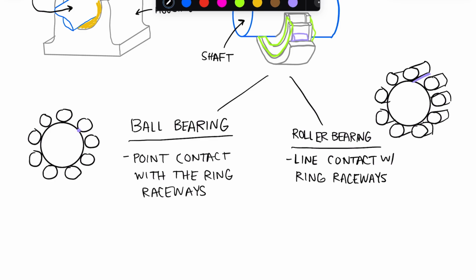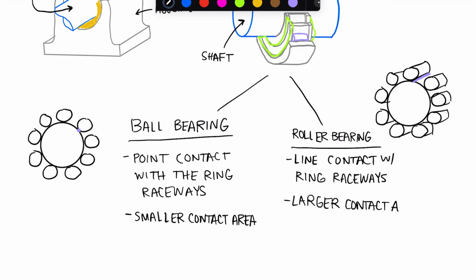So let's write that down because it's an important point. For the ball bearing, you get a smaller contact area. And for the roller bearing, you get a larger contact area. What that means for the ball bearing is that you're going to get lower rolling friction.